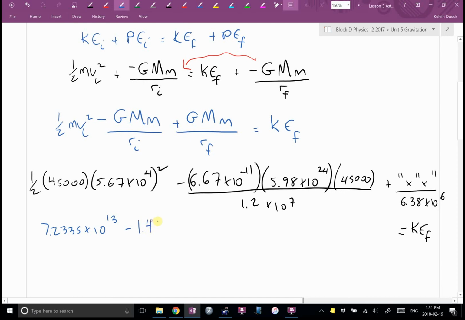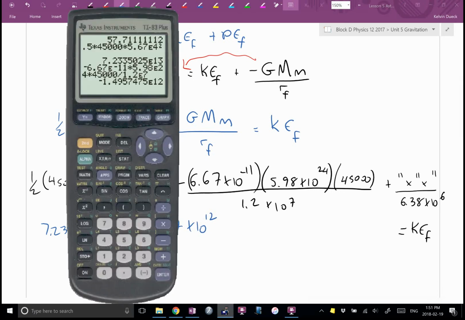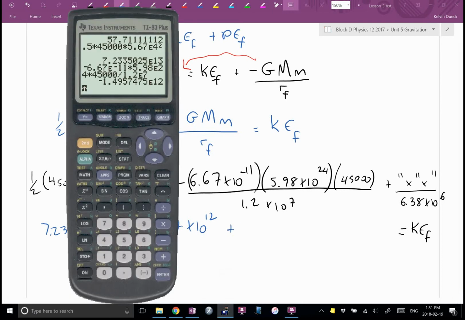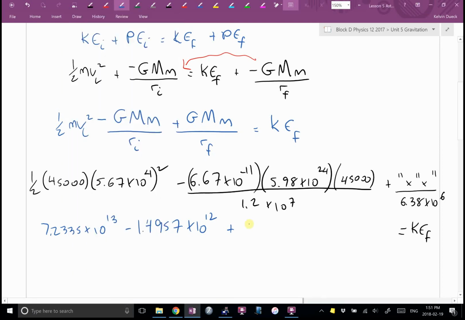That's at least losing energy. 1.4957 times 10 to the 12th. Plus, now we're going to cleverly backspace and edit. I delete the negative sign, and instead of 1.2 times 10 to the 7th, 6.38 times 10 to the 6th, 2.8133 times 10 to the 12th. That equals my kinetic energy final.